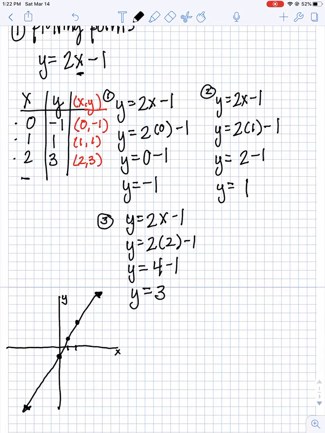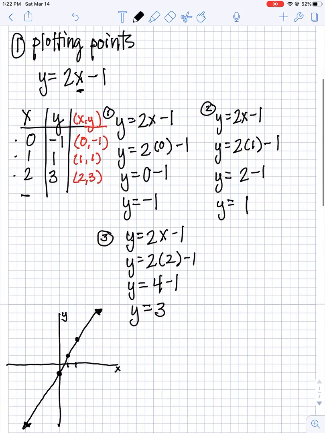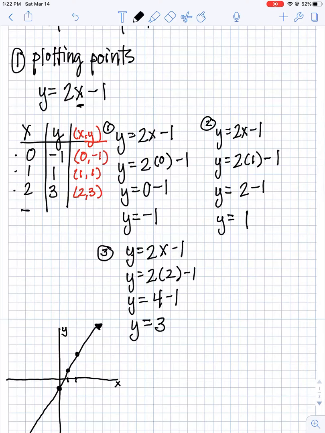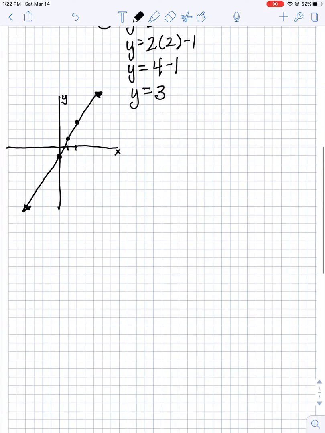And I have a line. Okay, so that was graphing a line by plotting points. Okay, there is example 1.